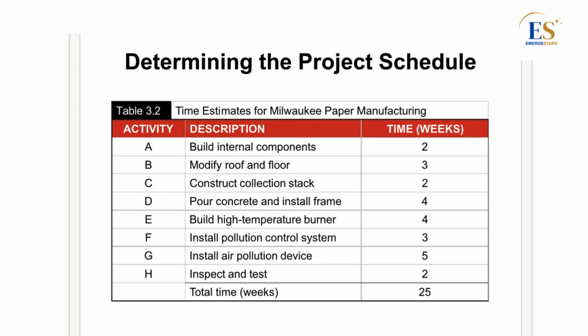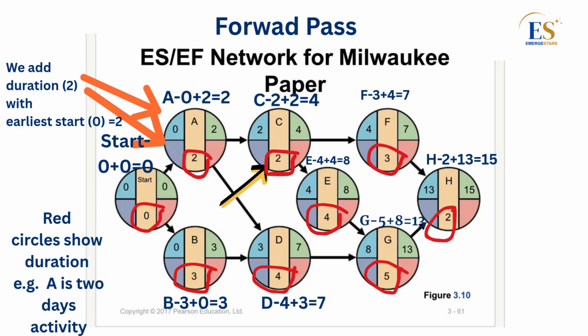Activity G. Install air pollution device, follows D and E, 5 weeks. Activity H, inspect and test, follows F and G, 2 weeks. These tasks together form our project network. Let's calculate the forward pass for the Milwaukee paper manufacturing project.